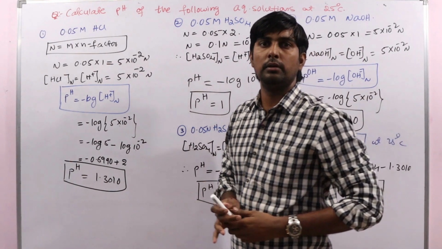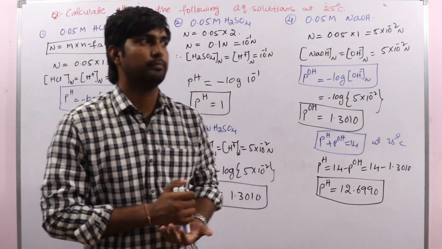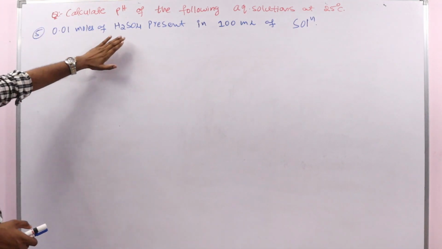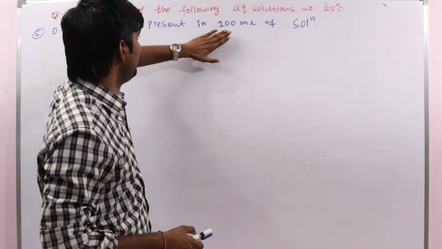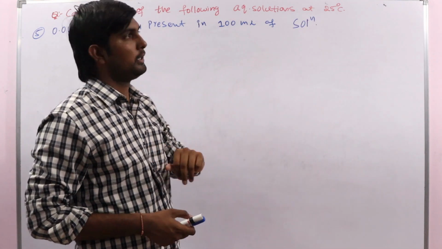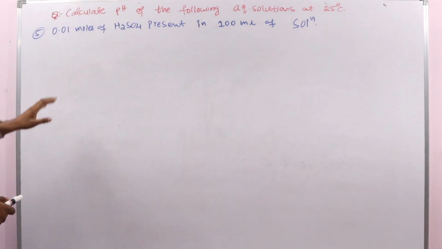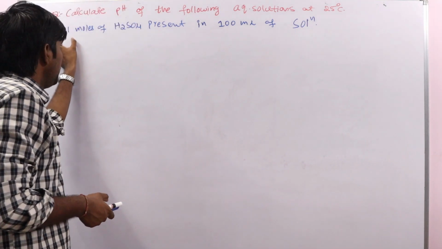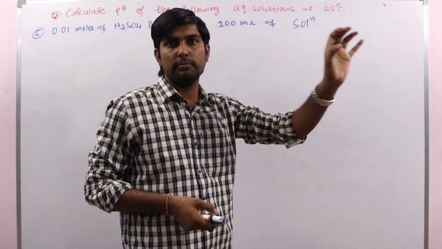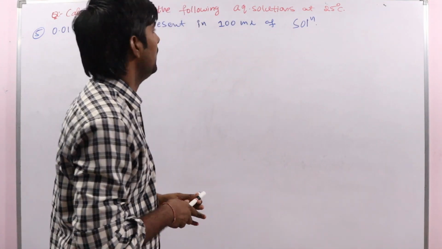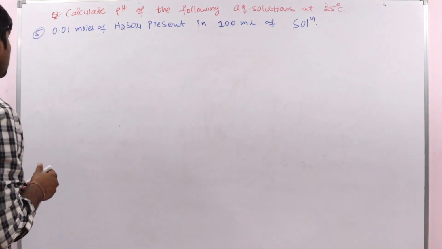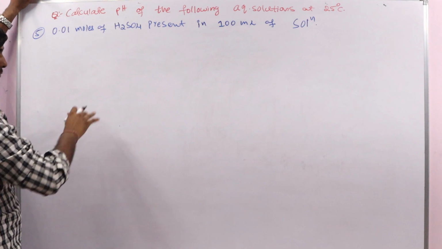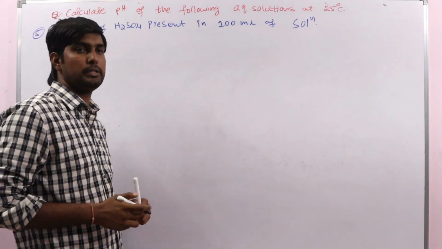Okay, now let us see some other problems. Now let us see another problem. 0.01 moles of H2SO4 present in 100 ml of solution. Here the concentration is not given. They have given how many moles are present in 100 ml of solution, which means first we should calculate the concentration. This can be solved in two ways. Both we will discuss.